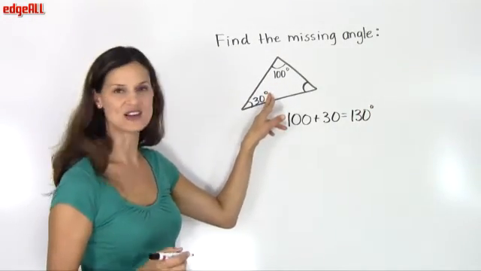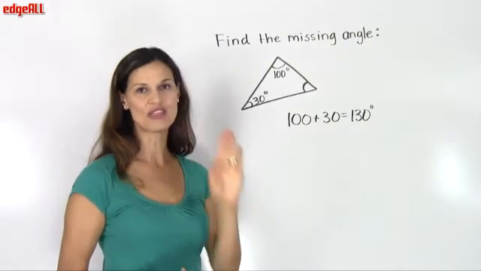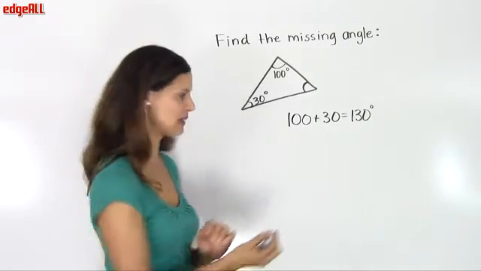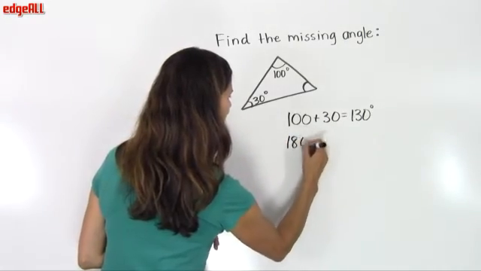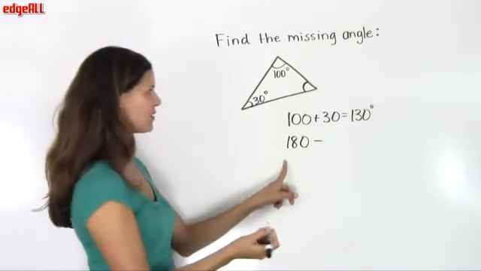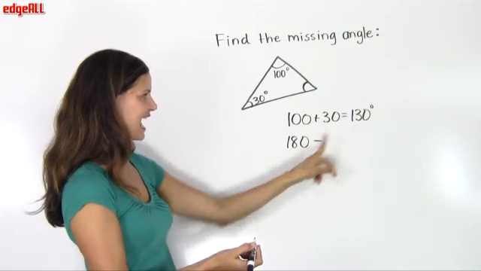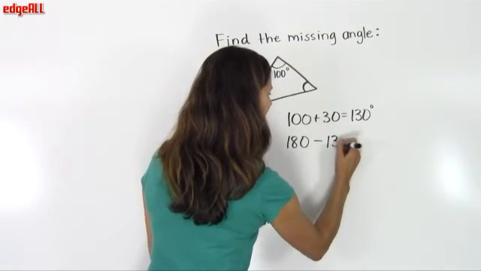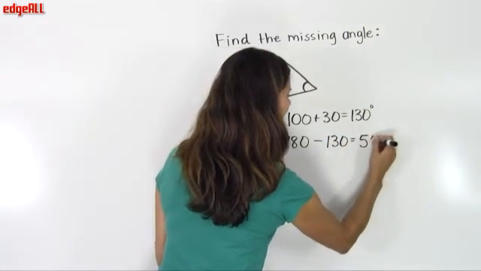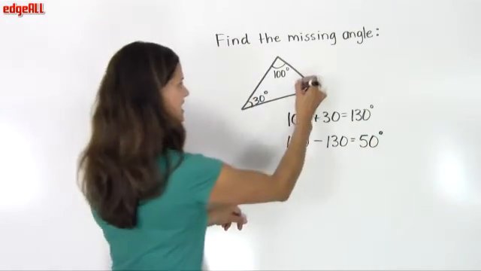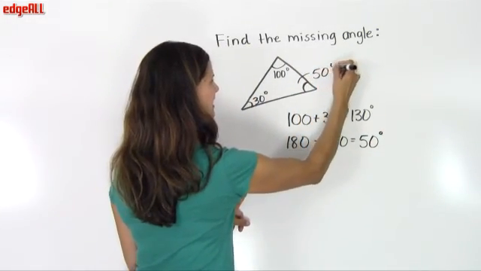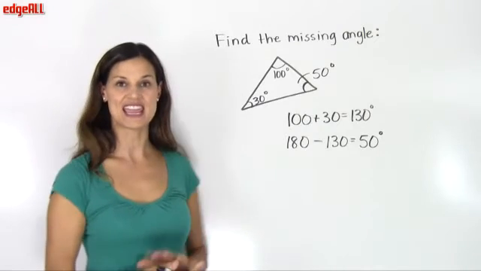So we can see that we have 100 plus 30 equals 130 degrees of these two angles. And we know that all three angles need to add up to 180 degrees. So in order to find our third angle, we take 180 and we subtract 130 to find the missing angle of 50 degrees. So this angle here is going to be a 50-degree angle.